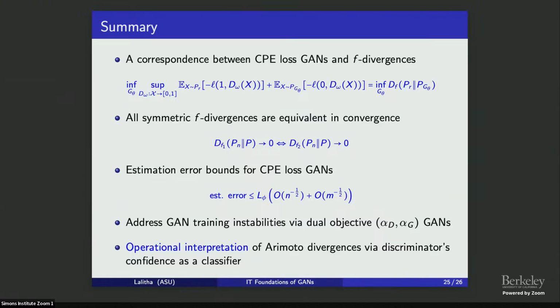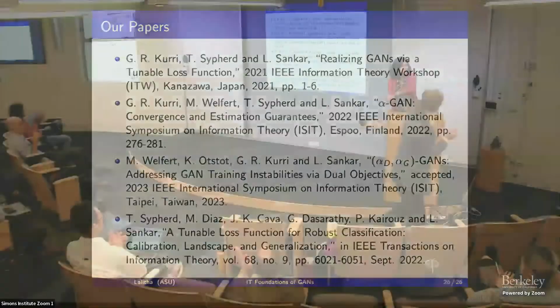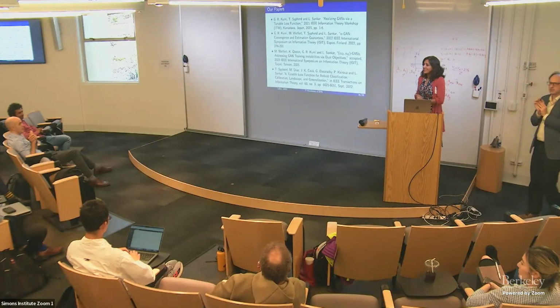One way to look at our work is to say that we give some operational interpretation to these Arimoto divergences, looking at them through the lens of the discriminator as a classifier and how it affects training instabilities or stability. Stop right there, and there are all these papers you can look at. Questions from Lalitha?